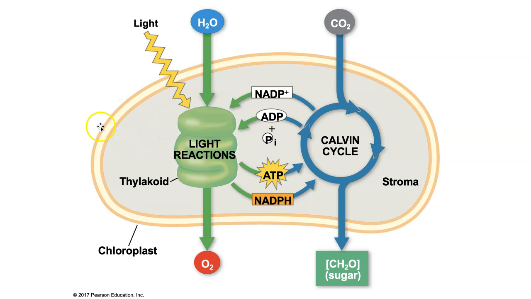So here is our chloroplast. Remember, it's got the double membrane. We have the intermembrane space between the two membranes, and then we have the inner part, which is the stroma. Within the stroma, we have the thylakoids. Each one of these is a thylakoid, and a stack of thylakoids is a granum. So this is a granum. So the light reactions are going to be occurring in the thylakoids.